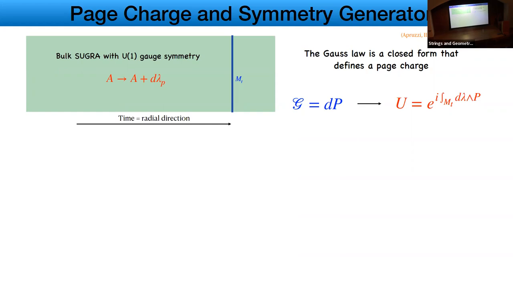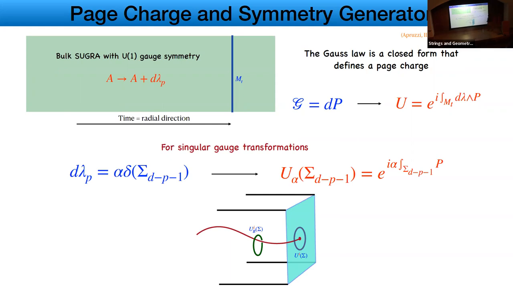So if we consider now a specific class of gauge transformations, ones that are singular, which localize onto some surface sigma p, then you immediately observe that you obtain an operator, which measures the phase charge along some surface. And what we will do, we'll identify this operator as the object that is defined along the thing that we drop in the bulk. And we will see why this is a natural thing to do.